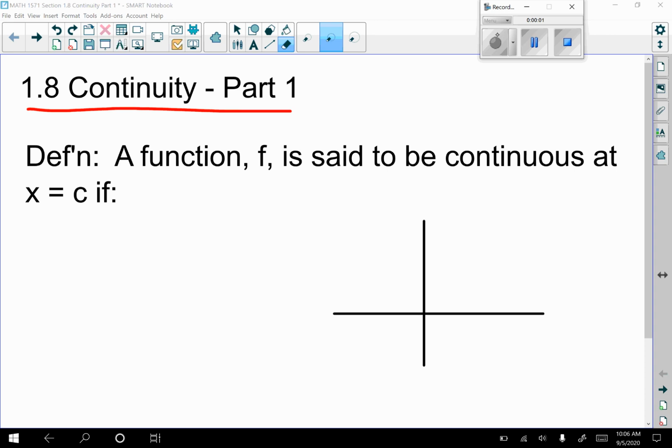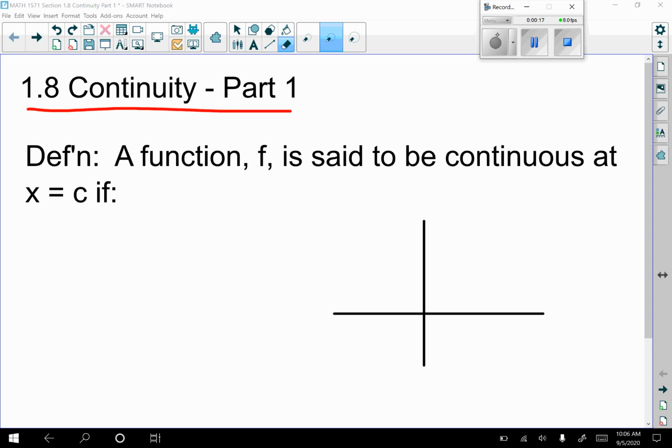Section 1.8 deals with continuity. It is a rather lengthy section, so I'm going to break this into two parts. This first part, we're going to talk about a lot of definitions and theorems and a few examples. And then the second part is just going to be more additional examples here.